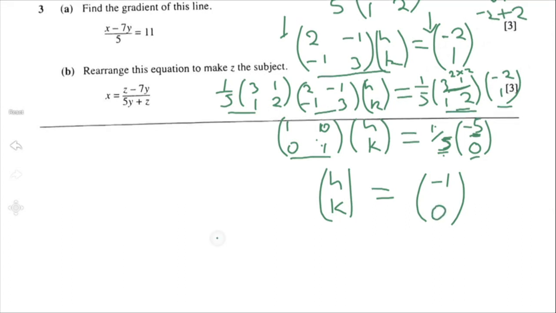Therefore, equating the corresponding elements, h is equal to negative 1, and k is equal to 0. So that's the solution of this pair of simultaneous equations using the matrix method.